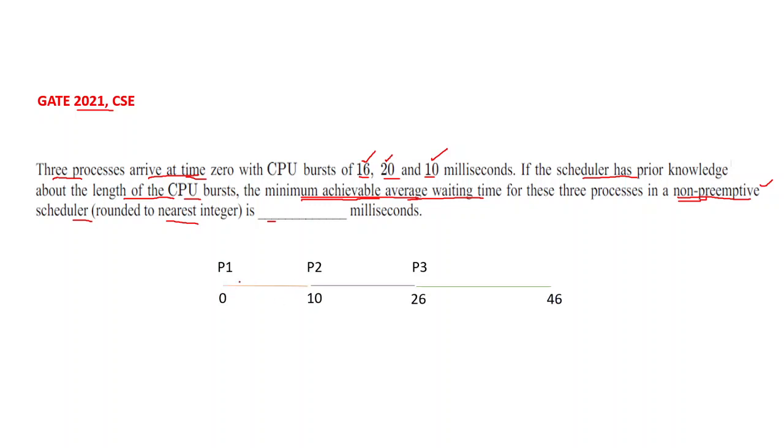So the waiting time of P1 will be 0. For P2 it will be 10, and for P3 it will be 26. So all you need to do is sum these up and divide by 3. There are 3 processes, so the sum is equal to 36, and your answer is 36 divided by 3. And what is that? Let me know in the comments.